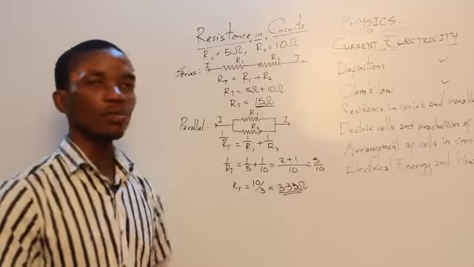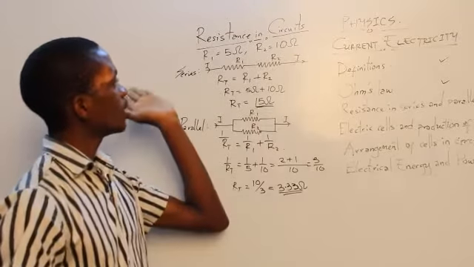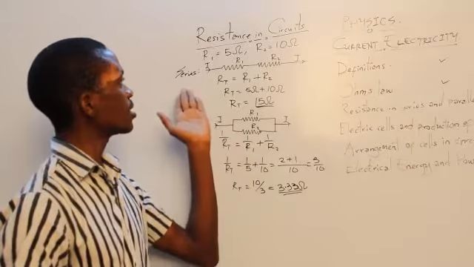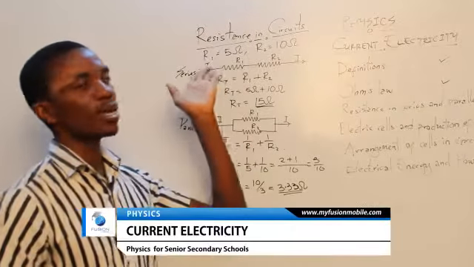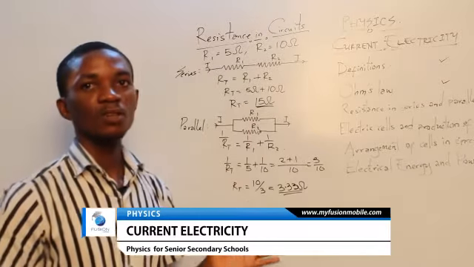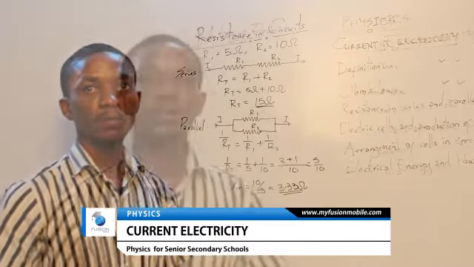Now, if you observe, when it's in a series connection, the amount of resistance is higher when the resistors are higher. But in this parallel connection, the amount of resistance is lower.